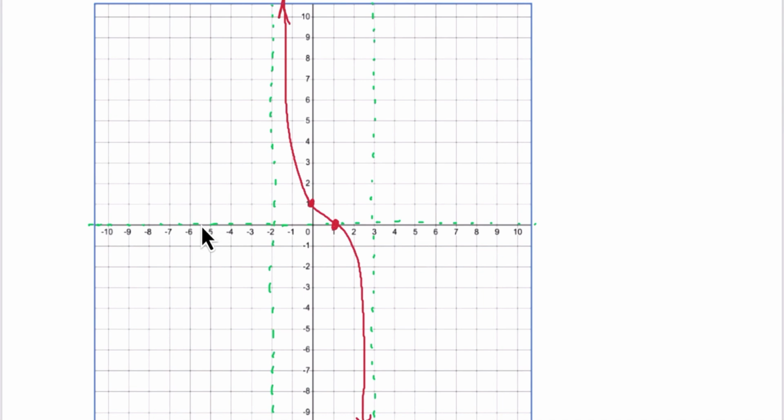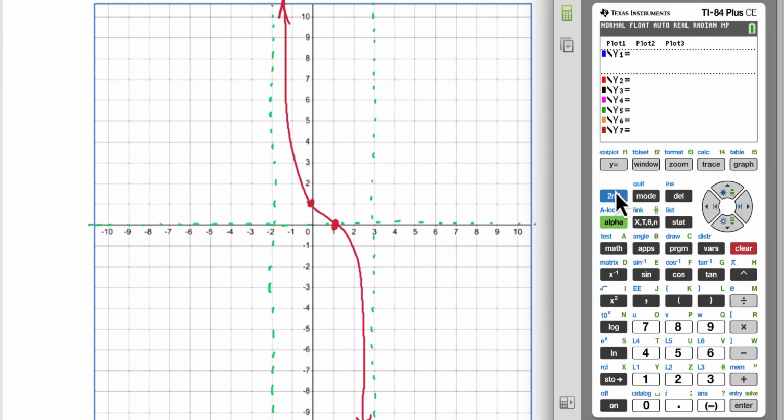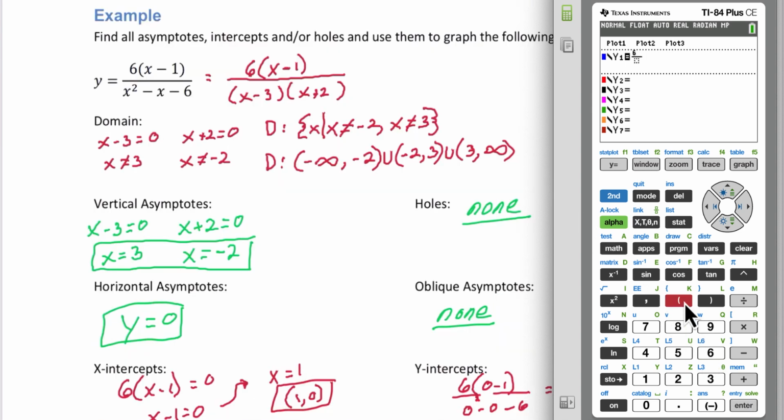But since we're going for a very rough sketch here, let's use the calculator to estimate what's happening. So in y1, I'm going to use alpha y equals to get that fraction notation. And now we need to type in the function. We have 6 times x minus 1 divided by x squared minus x minus 6. Always double check, look for typos, and then we'll graph it.